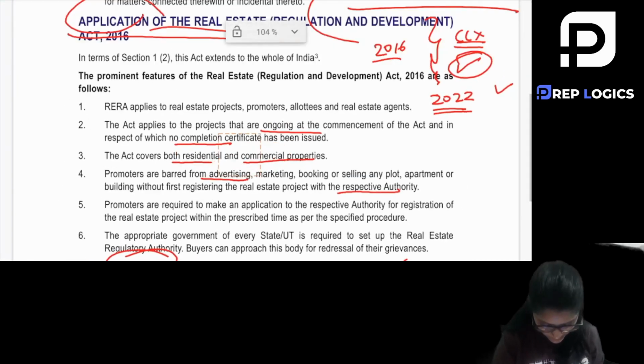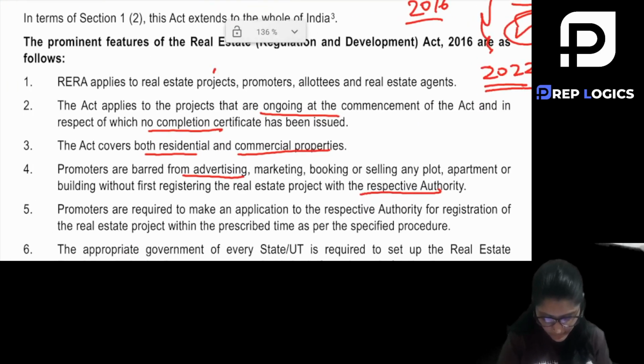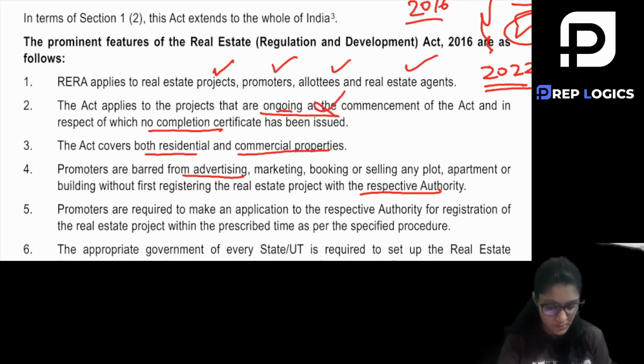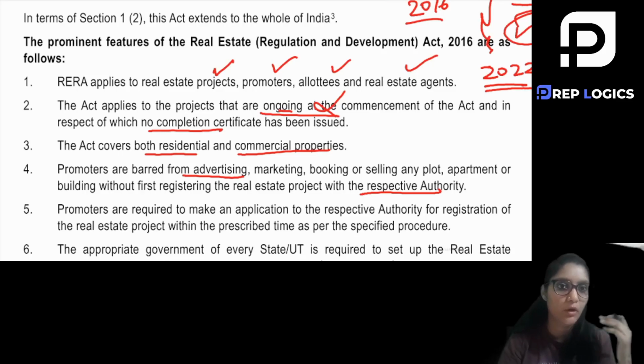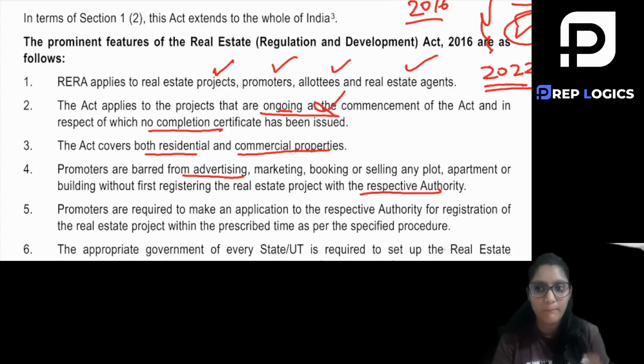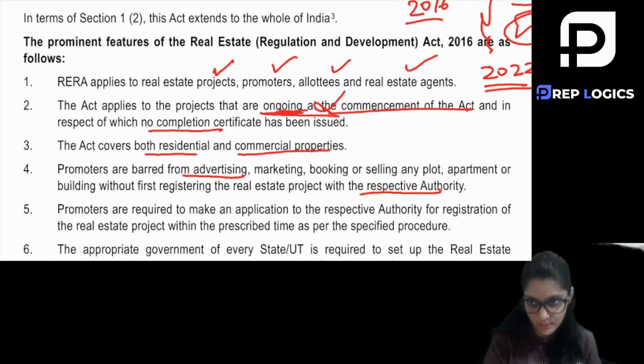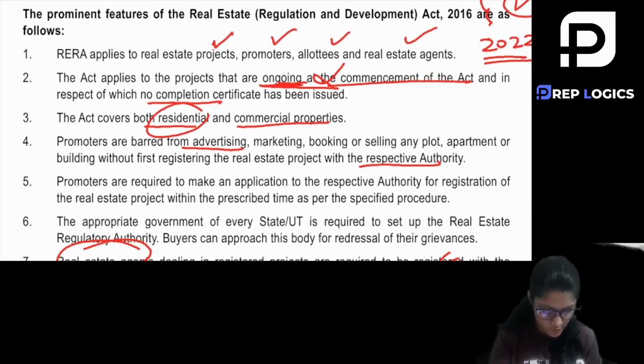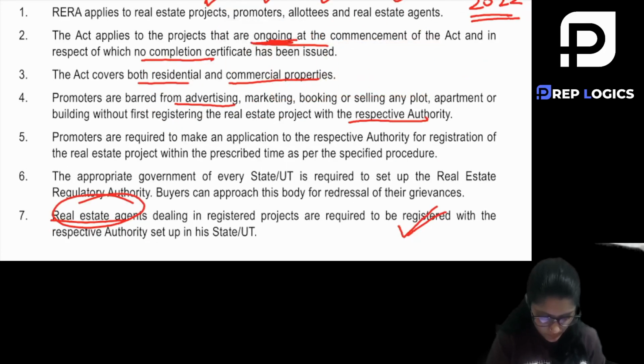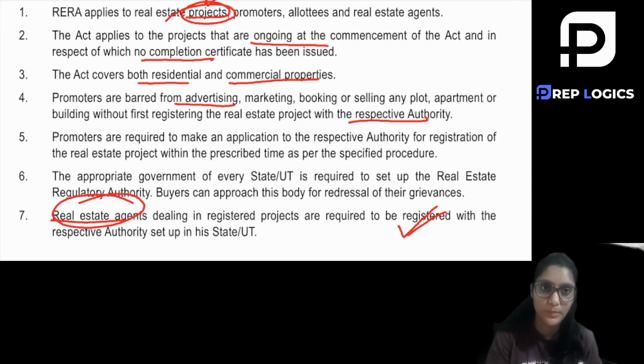Let us revise one thing. The act applies to real estate projects, promoters, allottees as well as agents. The act will apply to ongoing projects. The act will not apply to buildings that have already obtained their completion certificate, but it applies to projects that are ongoing at the commencement of the act. The act also applies to commercial buildings, that is, houses as well as commercial properties, suppose your office.